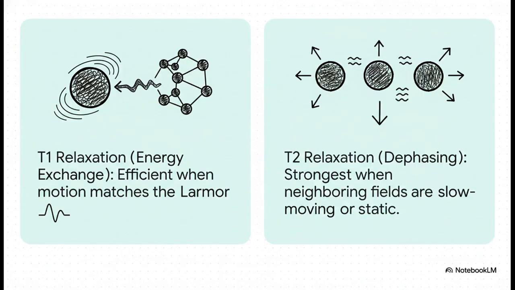All right, here's the absolute key difference you need to remember. T1 and T2 are both driven by that same dipole-dipole interaction, but they care about different effects of it. T1 is all about losing energy, which works best with motion at the Larmor frequency. T2, on the other hand, is about dephasing, protons falling out of sync with each other because of the steady local magnetic fields of their neighbors. And the more static or slow-moving those neighbors are, the faster the dephasing happens.